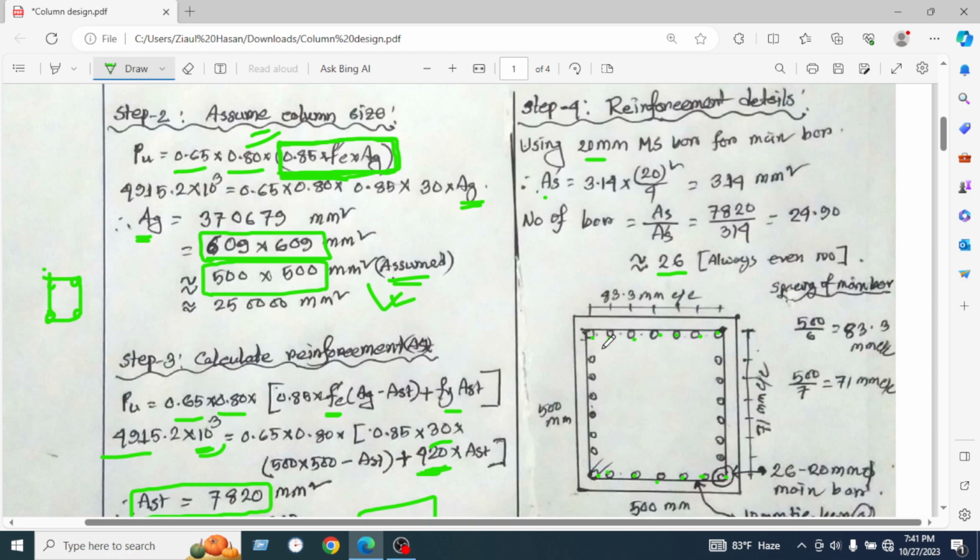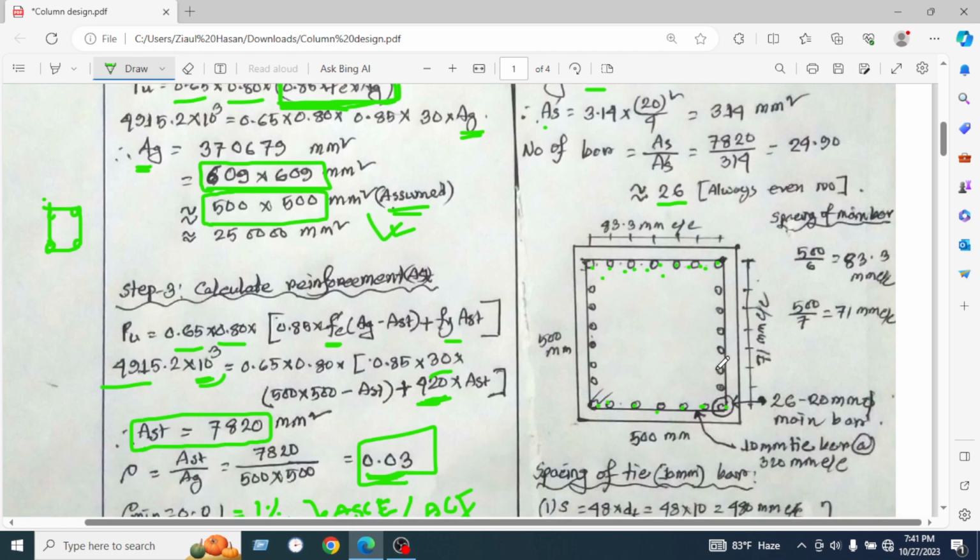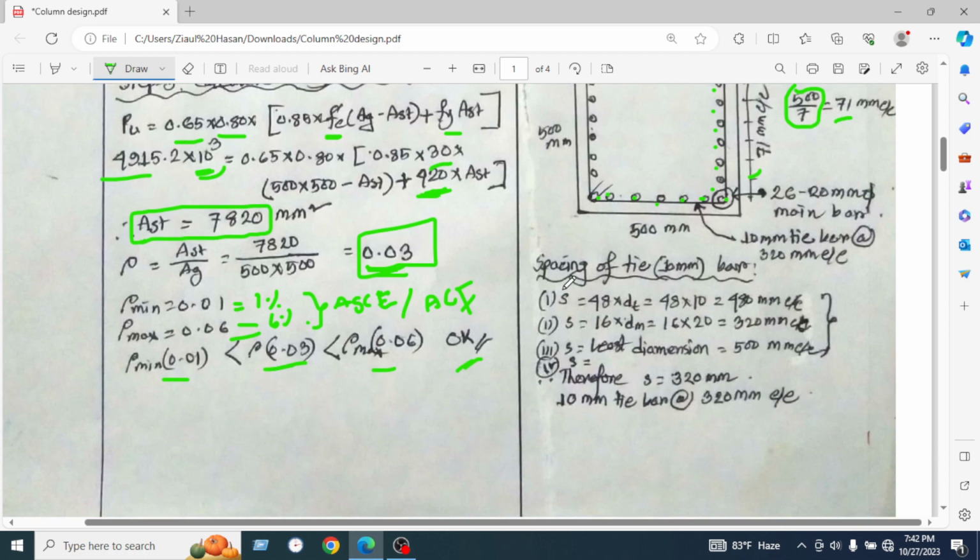The spacing in the x direction: 1 2 3 4 5 6. So we divide 500 by 6 and have found 83.3 millimeter center to center. This is the main bar we have used. On the other hand, in the y direction, the spacing will be 1 2 3 4 5 6 7, and we divide 500 by 7 and get 71 millimeter center to center. Here is the 71 millimeter center to center. Okay, so spacing of tie bar.